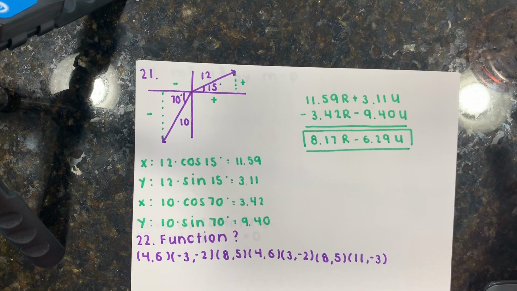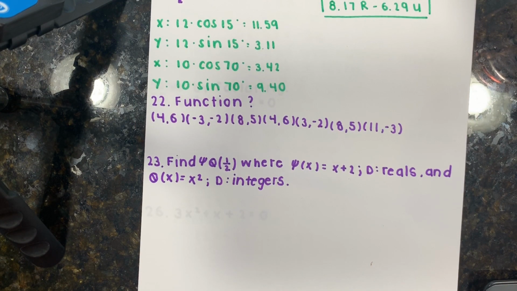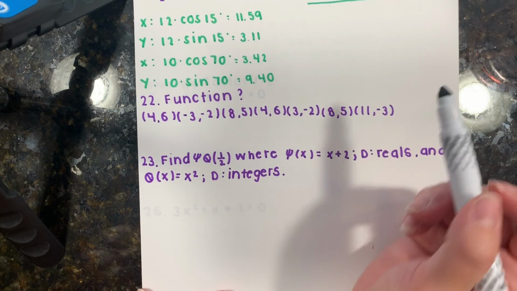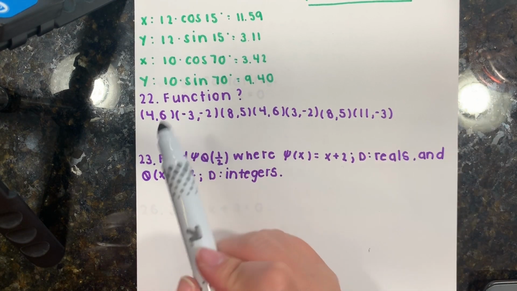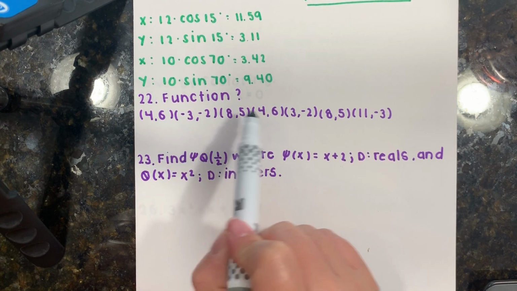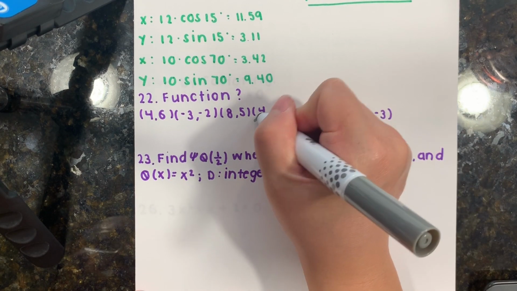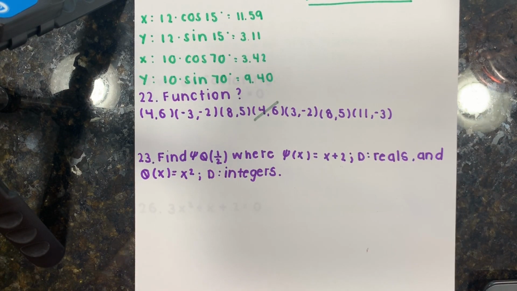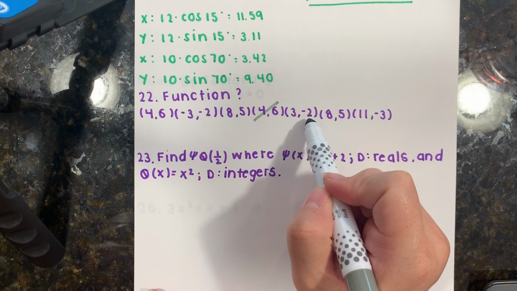Now for number 22, this actually looks very similar to the one that you had on your test. So what I'm going to check first is if all of my x's are different. If they're all different, then I know it's a function. So I have 4, negative 3, 8, 4. Okay, wait, I have two 4s. But look, they both actually lead to the same y. So I can just cross one of them out, because as long as it leads to the exact same y, then it's fine. I have 8 goes to 5, 3, negative 2.